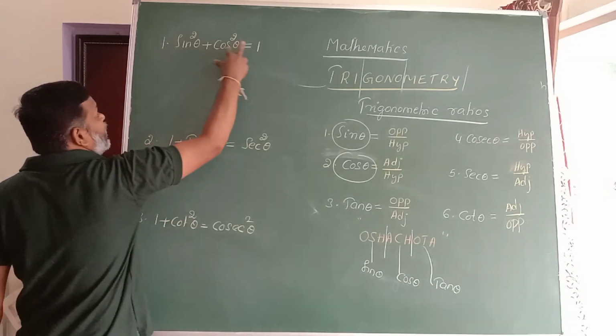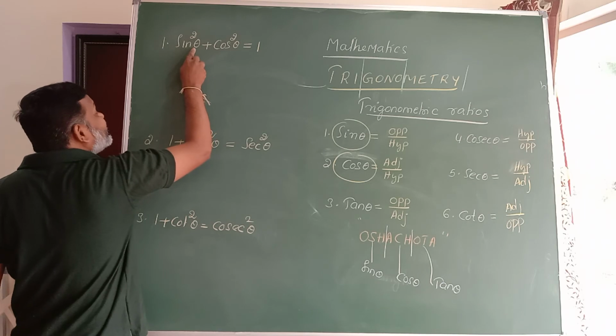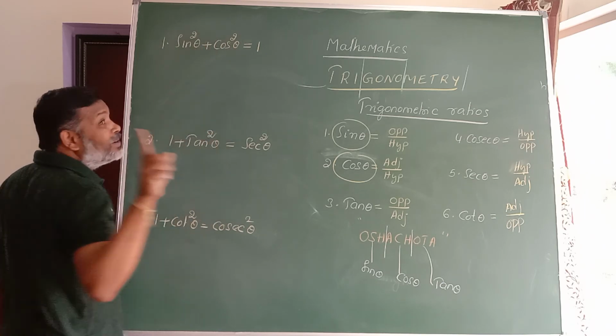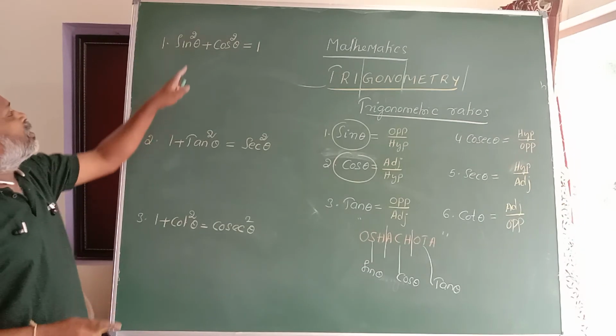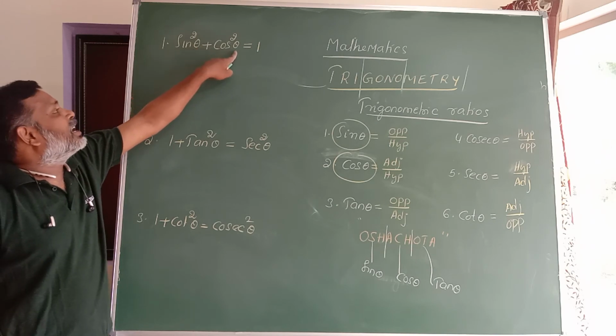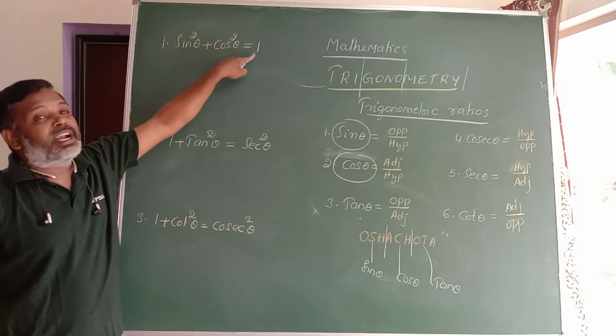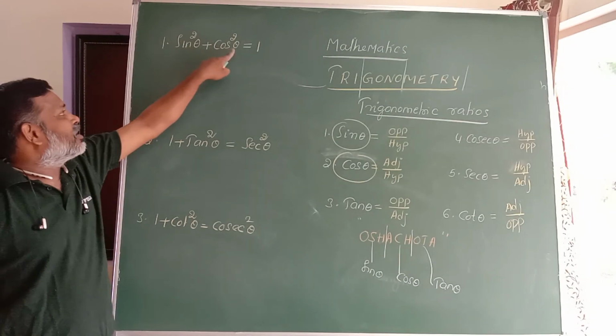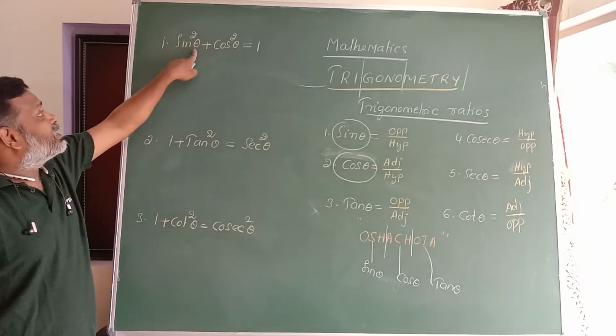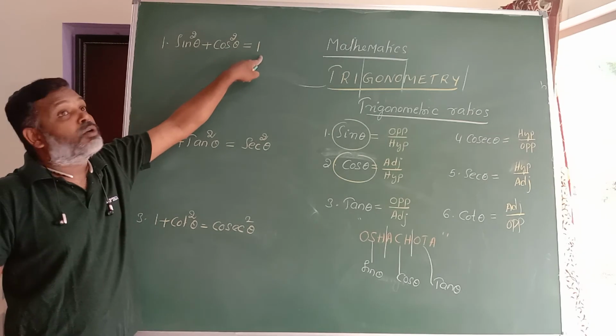This result will be equal to 1 only when this theta and this theta are the same. Suppose here 30 degrees, here 60 degrees, it will never be equal to 1. Here also 30 degrees, here also 30 degrees, you will get 1. Here is x, here is x, you will get 1. Here is x, here is y, it will not be equal to 1.